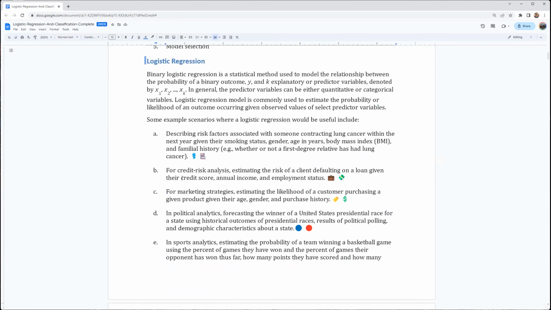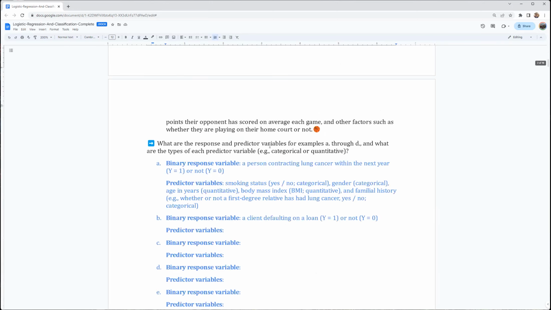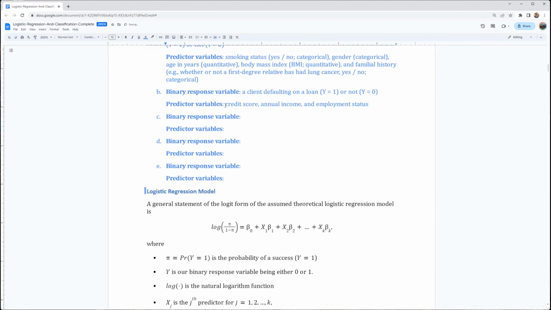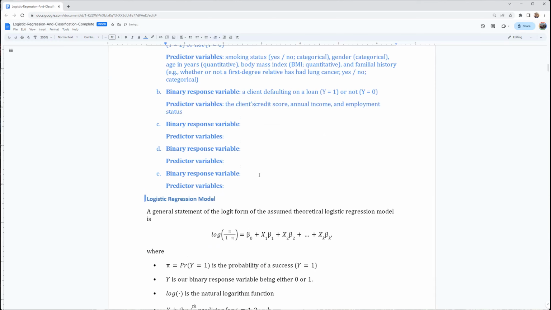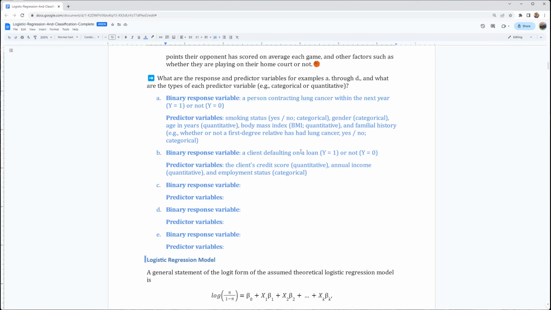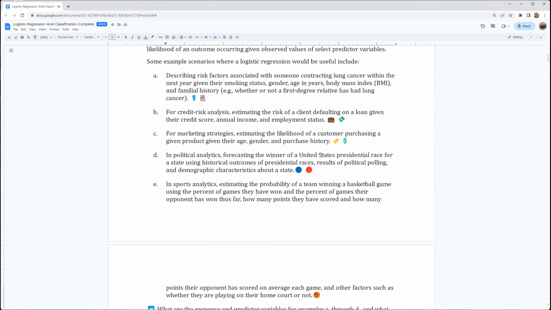And then in this case, we have all these predictor variables. So the client's credit score, that would be likely quantitative. Annual income, assuming we had an actual number, not just a category, that's likely quantitative. And then employment status. You know, maybe it's employed or unemployed. Maybe we have a few categories. We could have employed full-time, employed part-time, unemployed but seeking a job, unemployed not seeking a job. You know, we could have several categories. It depends on the exact data that we had collected. Okay. But these could all be predictors we could use to estimate the likelihood of someone defaulting on a loan. Okay.